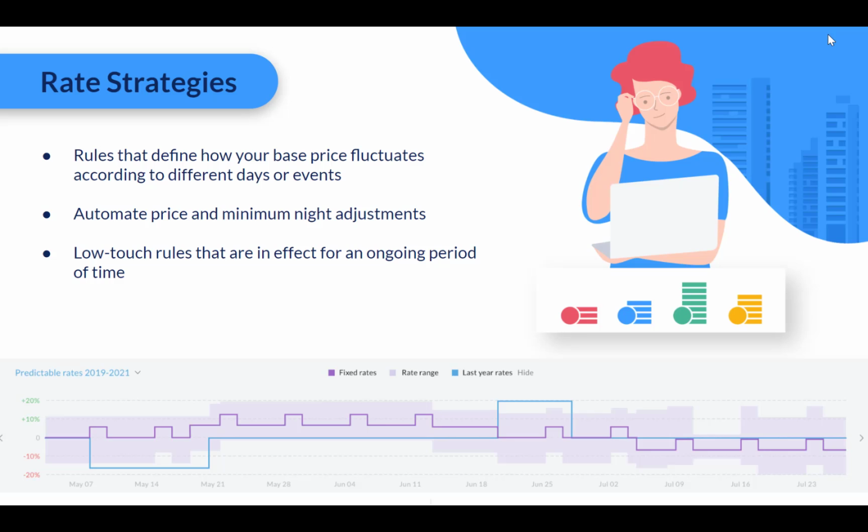These rate strategies enable you to automate price and minimum nights adjustments at scale, helping you to save time, optimize the balance between occupancy and revenues, and avoid any risks of human error. These are year-long strategies that you build once, and then it's in effect for an ongoing period, with adjustments being made on a needs basis.